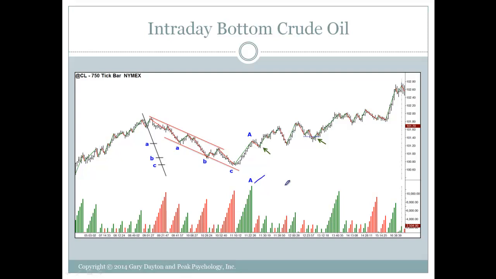Solid volume coming in. We break the downtrend channel nicely. We get a big wave up. Everybody see that nice big wave up? Much bigger than the earlier waves up, right? It's like 3 times the size. That's a sign of strength.